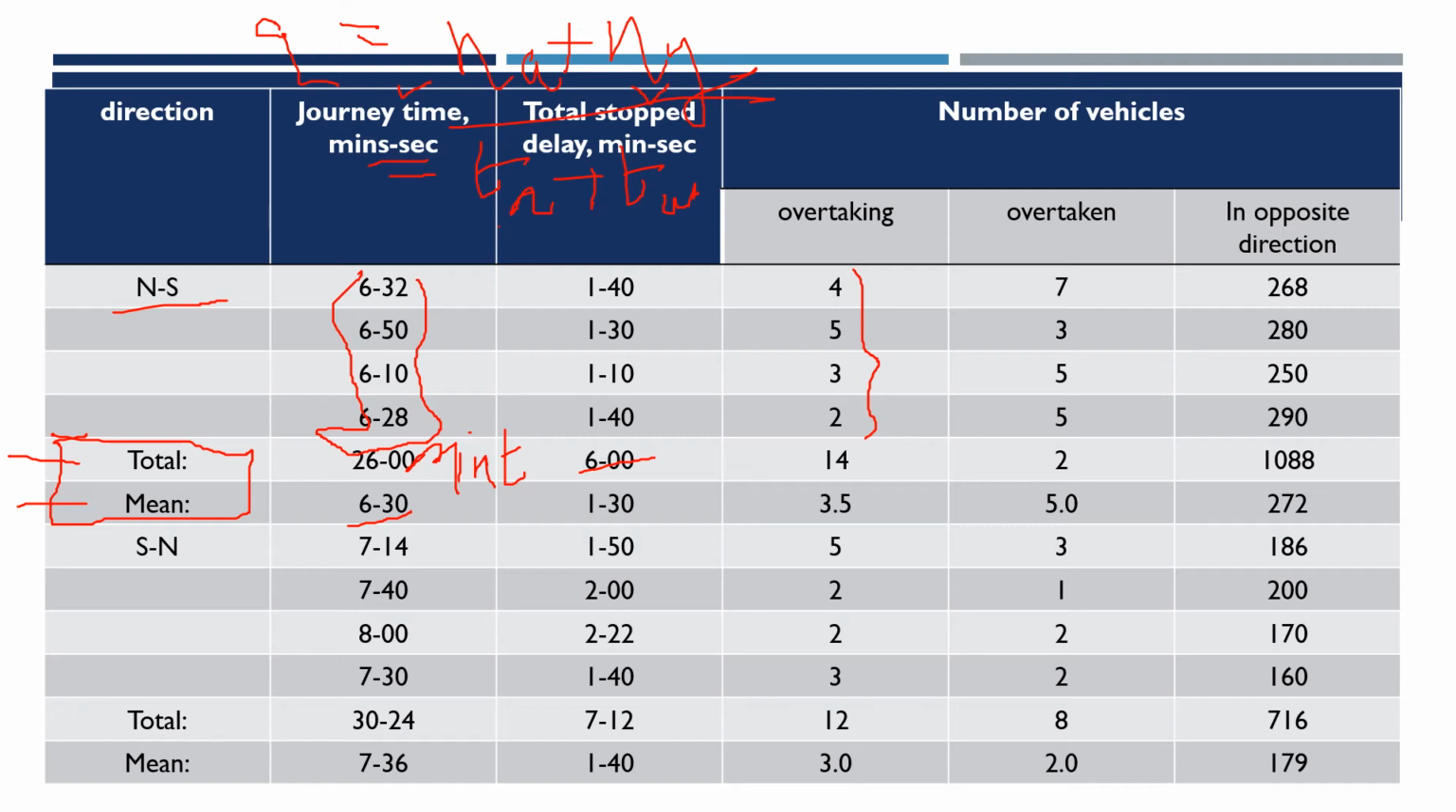So when we talk about the north-south direction, for example, TW would be the average value which we have calculated here, and TA would be for the opposite direction. That means you need to take the journey time corresponding to the south-north direction. I hope the denominator part is clear.